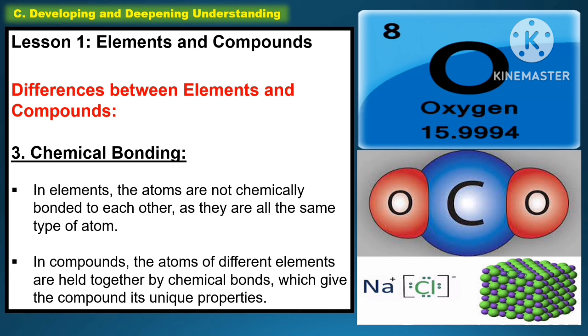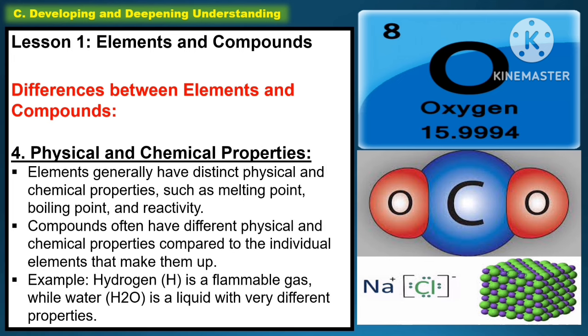Another difference between elements and compounds is the chemical bonding. In elements, the atoms are not chemically bonded to each other as they are all the same type of atom. While in compounds, the atoms of different elements are held together by chemical bonds, which give the compound its unique properties.